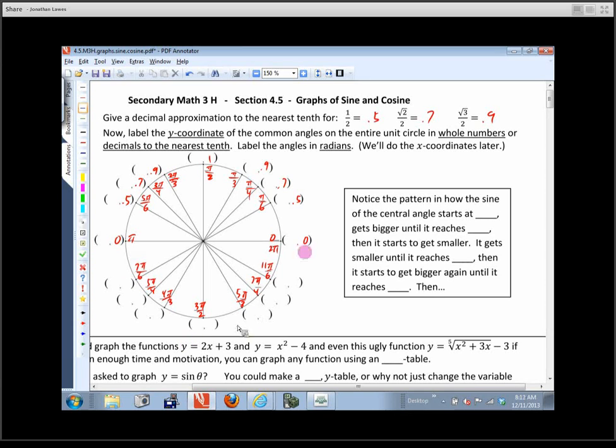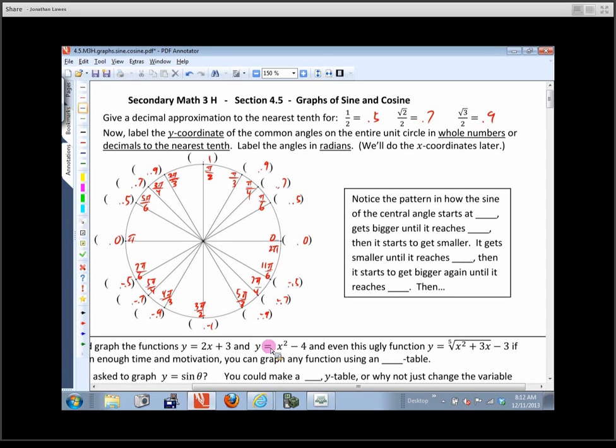What happens to all the y-coordinates here? Okay, same pattern, they just become negative. So this is negative 0.5, negative 0.7, negative 0.9, negative 1. This is negative 0.9, negative 0.7, negative 0.5, and then back to 0 again.